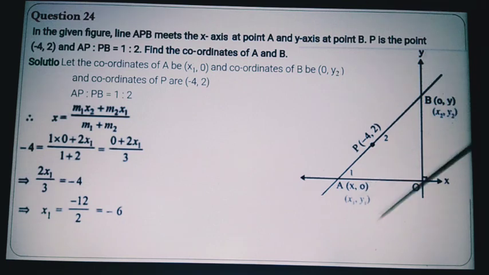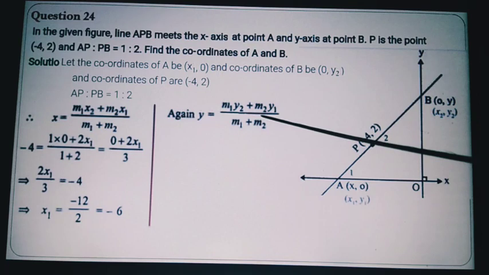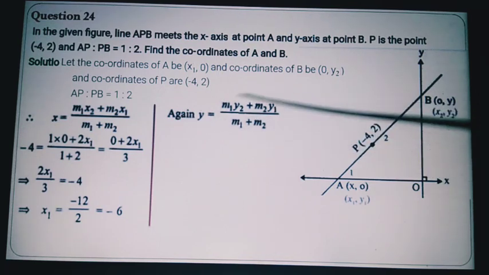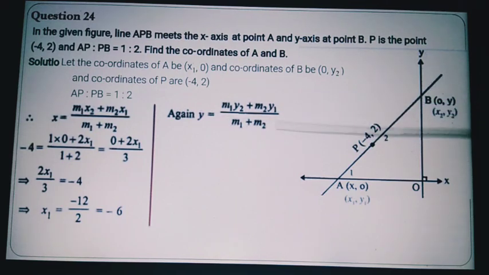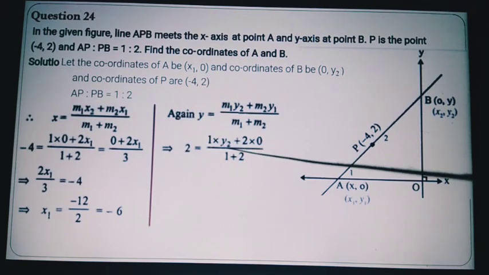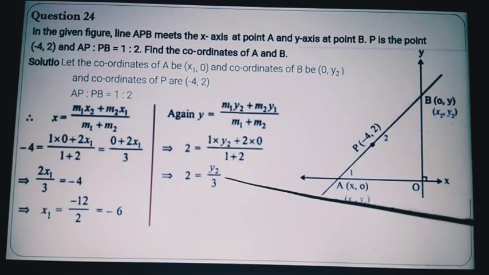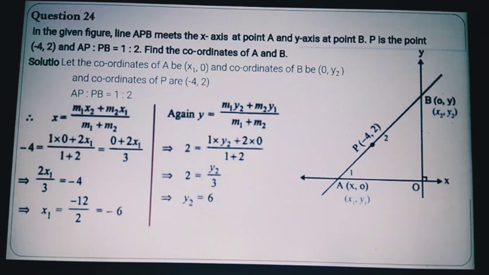So we got the value of x1. Similarly, we have not used the other formula, so let's make use of it. What is y here? y is 2, m1 is 1 and m2 is 2. y2 we don't know, so y2 is y2 itself. And y1 is equal to 0. So if I put the values, I'll get this much. Calculate the value of y2 from here. So y2 turns out to be 6. So we got the value of y2 also.